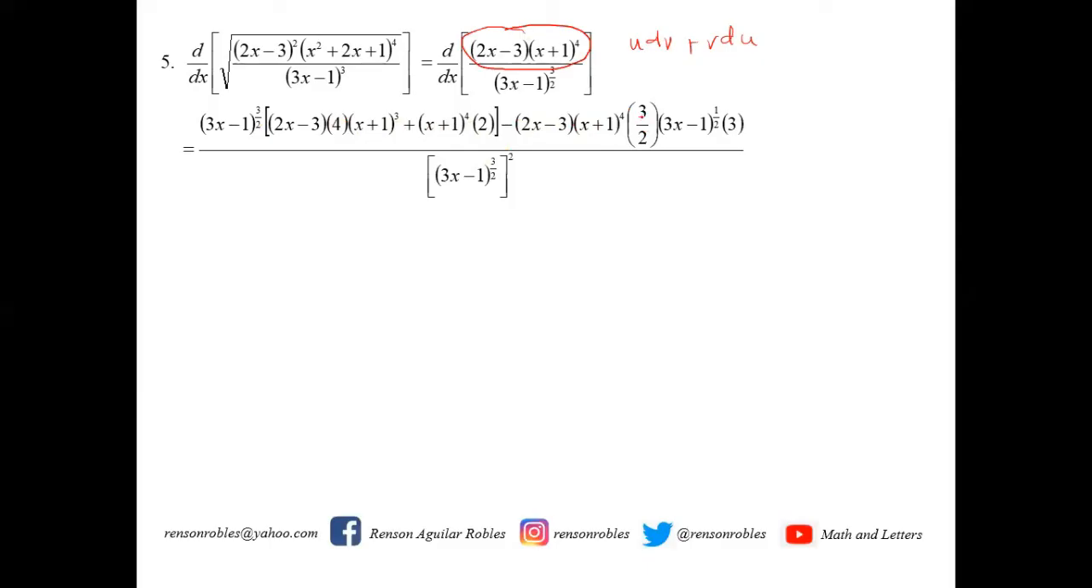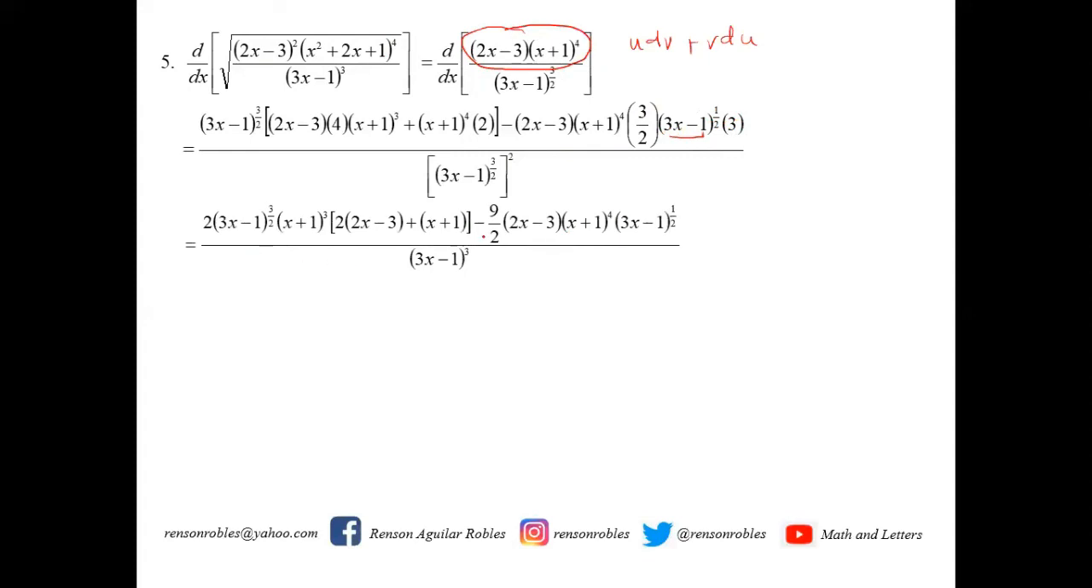Okay, times the derivative of v. Okay, that's 3/2 times 3x minus 1. Then 3/2 minus 1 is 1/2. Then times the derivative of 3x minus 1 is equal to 3. Okay, and then when you simplify that, you shall have this. That's 2 times the quantity 2x minus 1 raised to 3/2 times x plus 1 raised to the third power. I just use the common monomial factor for this one, for the first term.